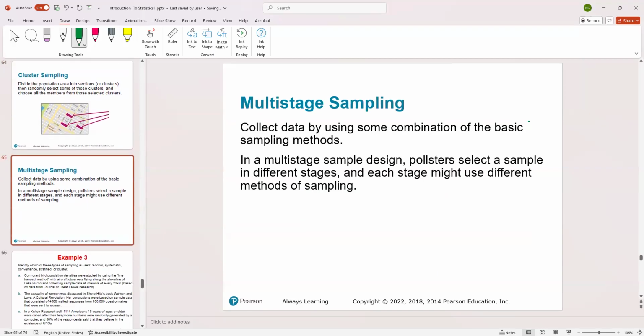Another definition is multi-stage. Professional pollsters and government researchers often collect data by using some combination of the preceding sampling methods. But in a multi-stage sampling design, pollsters select a sample in different stages, and each stage might use different methods of sampling. That's what we're going to do in some examples. As you see, we talked about what governments usually do in this area.